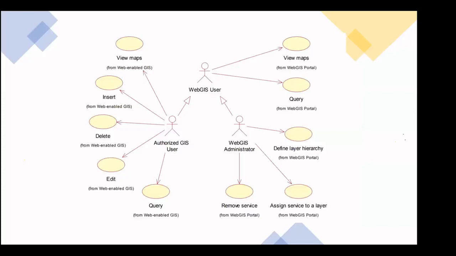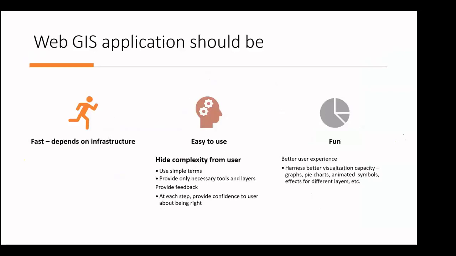So this is how the web application should be. This is what the normal user wants. It should be fast, and it all depends on the infrastructure. Even if you can't host it on your own server, you can opt for infrastructure in the cloud and host your services there, so it can be a little faster than on-premise, easy to use, and hide all the complexity from the user.